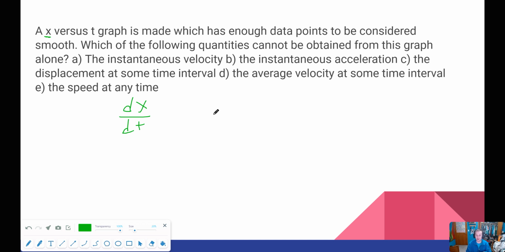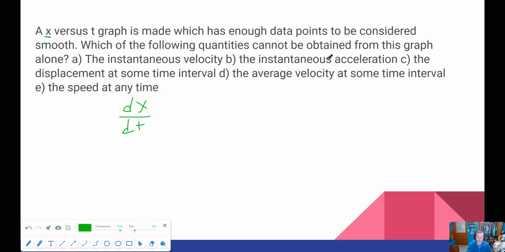Again, this is why it's important to understand what your variable is. It's not the letter x itself. It's that x is representing position, or a displacement or a distance. So you can use other letters to mean the same thing that aren't necessarily x. But anyway, moving back on, the instantaneous velocity is dx/dt, which you can definitely get from the x versus t graph.